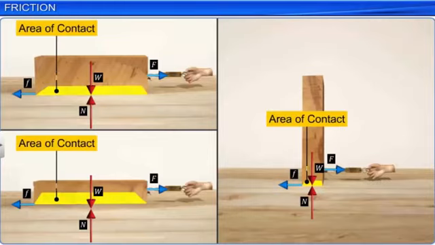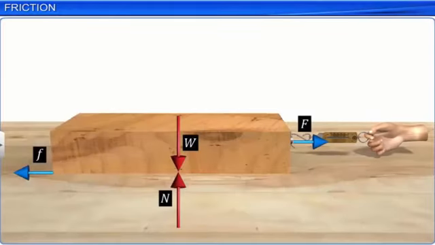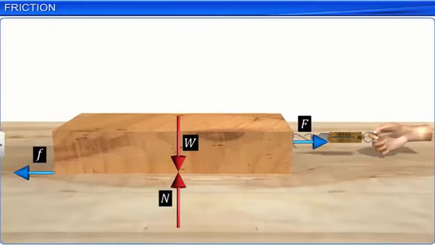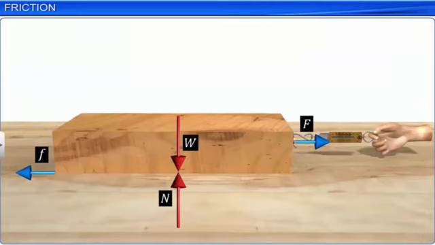When the block actually starts moving, the frictional force experienced by the block is known as the kinetic friction force. The kinetic frictional force is always slightly less than the static limiting frictional force.